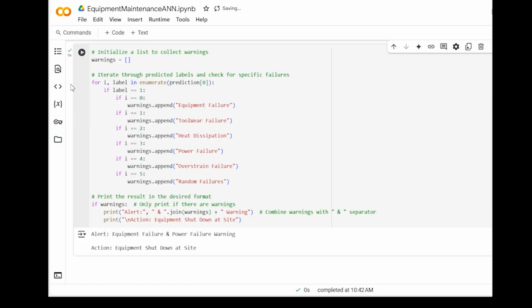And here is the output. An alert and action are created based on the results. Equipment and power failure are predicted, and automated actions are taken as a preventive measure of shutting down the equipment automatically on site.